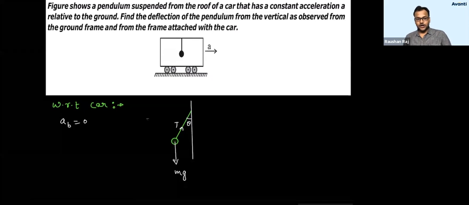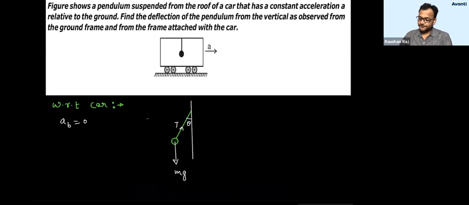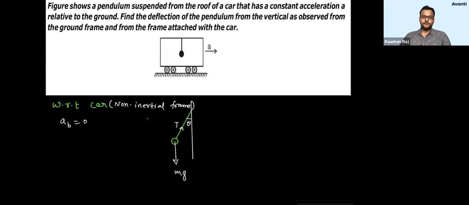But if we talk about the reference frame as car, now car is accelerating. So car is what? A non-inertial frame. So what we need to do? We need to add one pseudo force. In which direction pseudo force will act here, bachcha log? Tell me the answer. Leftward. Because acceleration of the frame is towards right, so pseudo force will act towards left.